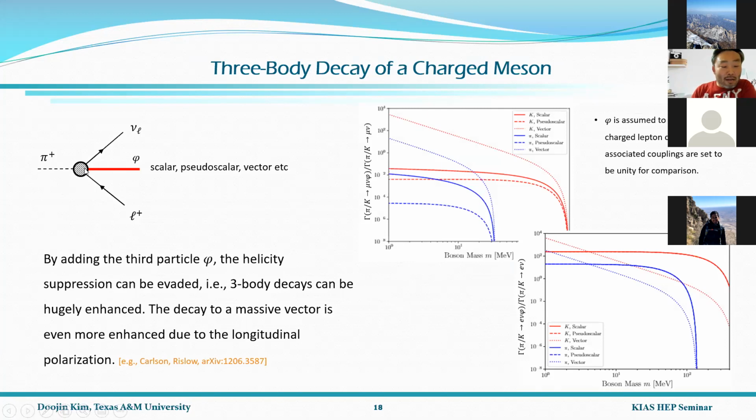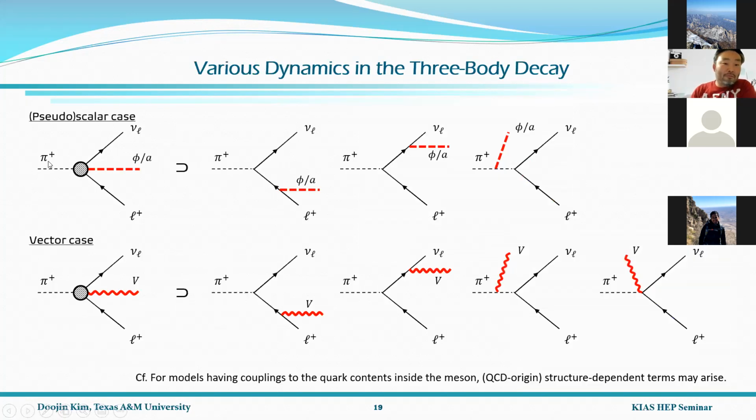Now here, the blob. So just to show you the blob here, the blob could involve various dynamics. For example, you could attach the mediator line to the charged lepton, neutrino, or the decaying pion, depending on the underlying model details. So if the vector is a gauge boson, the gauge symmetry generates the contact interaction here.